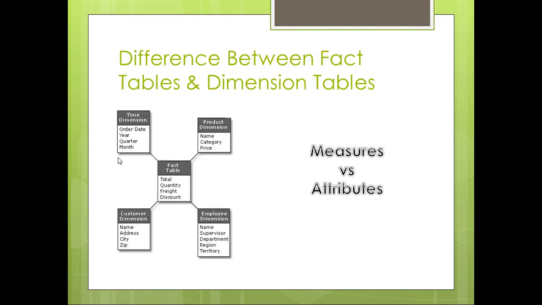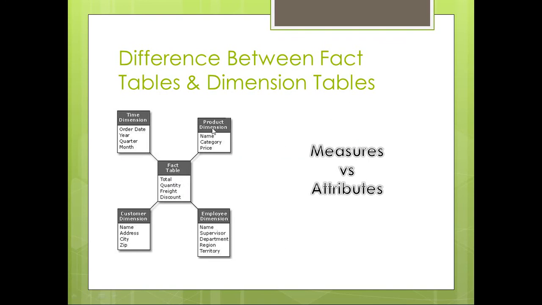Okay, so let me get back to some more theory. What is the difference between fact tables and dimension tables? Once again, fact tables don't have any data about the business processes they track. They only contain statistics like totals, quantities, and discounts. These are numeric quantities that are ratios, percentages, and amounts. So measures are contained in fact tables.